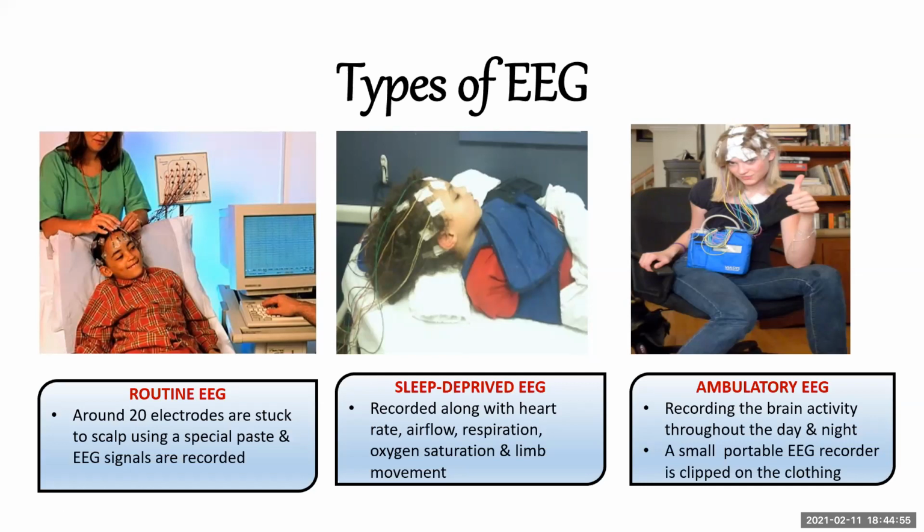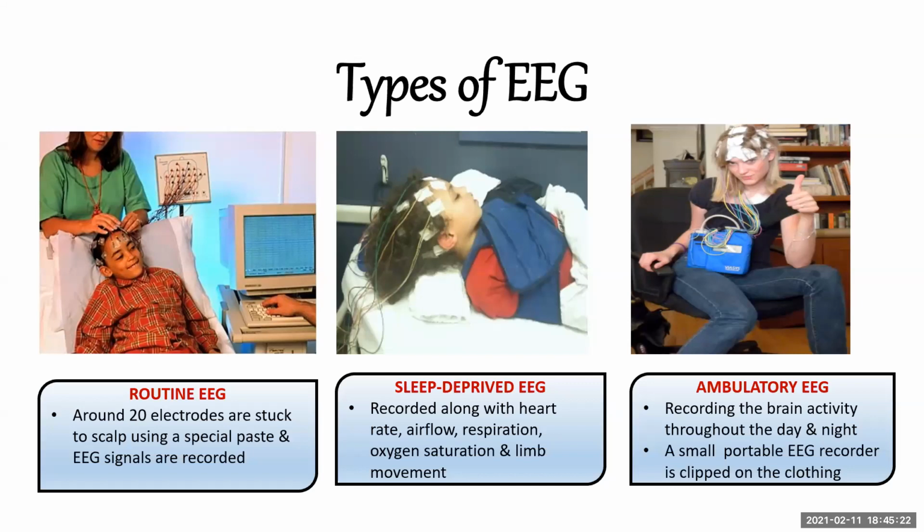Also, basically, there are 3 types of EEG that we need to know. The first one is routine EEG. In routine EEG, usually the procedure duration is within 20 to 40 minutes. We put 20 electrodes on the scalp by using a special piece, and then we ask the patient to rest quietly and to breathe in and out deeply for a few minutes. Then we record the signals.